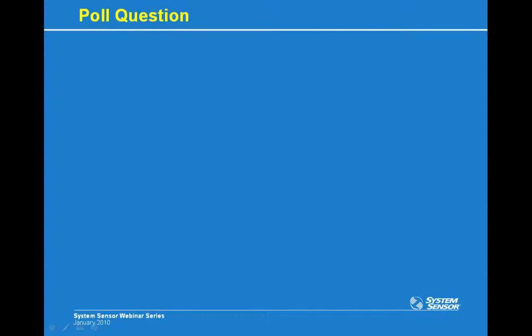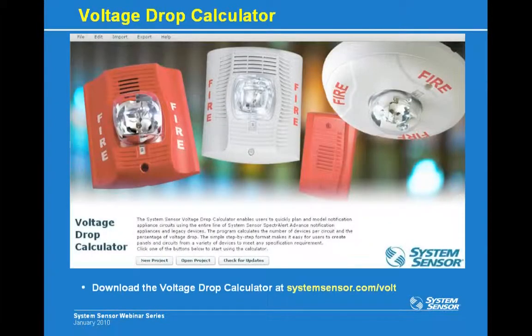Great. Thanks, David. So now we're going to talk about the voltage drop calculator. The System Sensor Voltage Drop Calculator is really a quick and easy way for you to plan and model notification appliance circuits using our entire line of SpectrAlert Advance notification appliances as well as legacy devices. So if you have retrofit jobs where you're going in and adding devices or changing the layout, we do have these models in the calculator that you can go back and refer to that data as well.